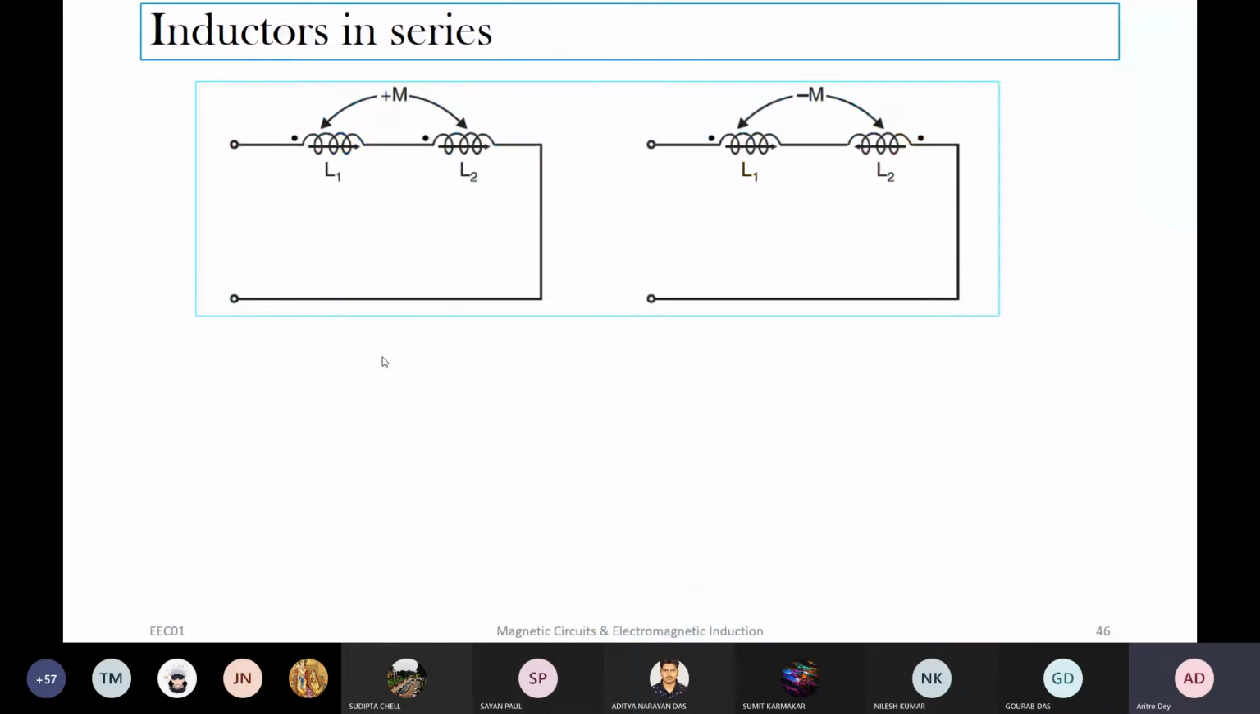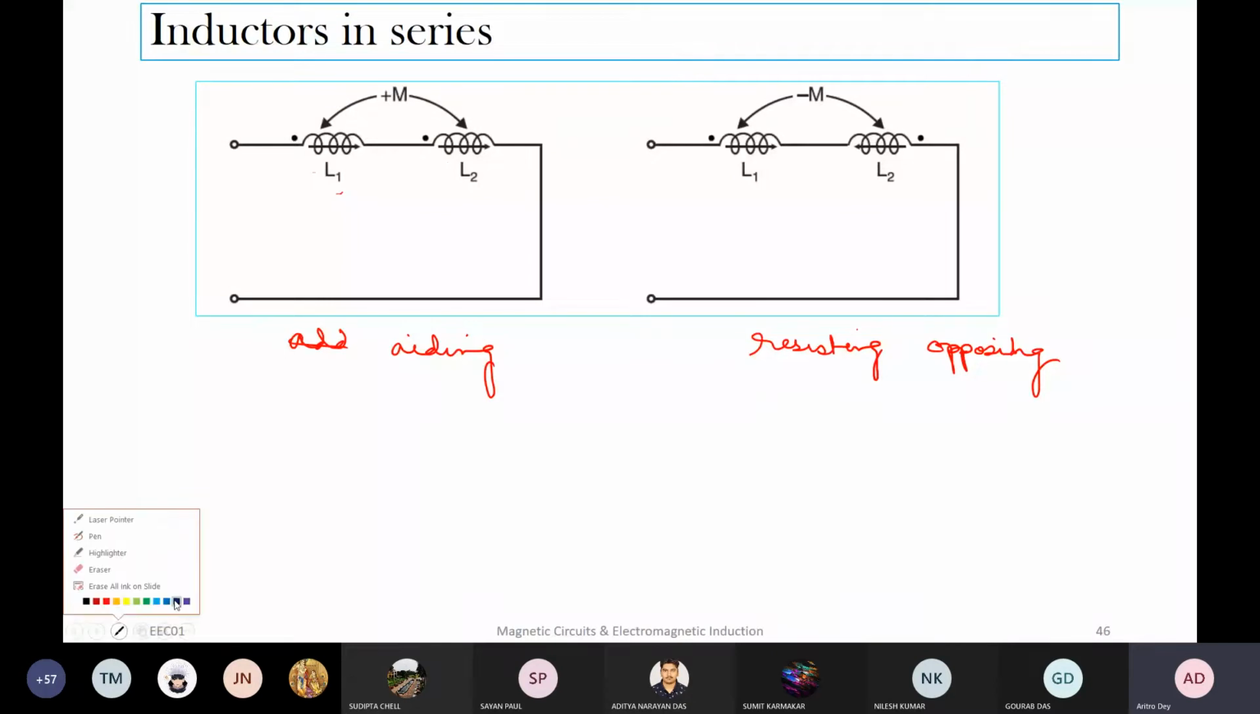Now if we have inductors in series, then there will be a mutual inductance between these two coils, as we can see here. So it is adding, and it is resisting or opposing. How come we write like this? We can write it because of the change of the flux and the direction of the current. If current is flowing through this, a south pole and a north pole will be produced, and the flux direction will be like this. In the same way, if the current goes the same way and it is wound in the same manner, then here also the south pole and north pole will go like this. So these two are additive.